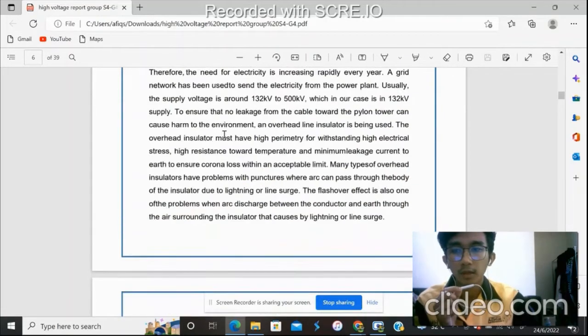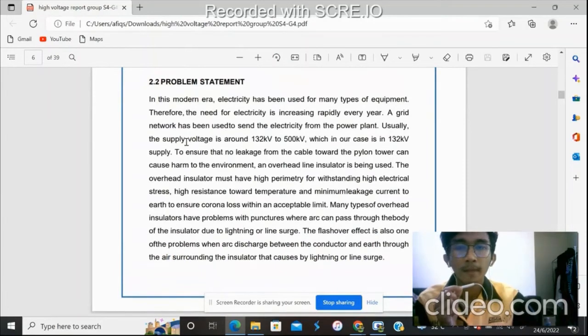Okay, so next is our problem statement. In this modern era, electricity has been used for many types of equipment. Therefore, the need for electricity is increasing rapidly every year. A grid network has been used to send the electricity from the power plant. Usually, the supply voltage is around 132 kV to 500 kV.